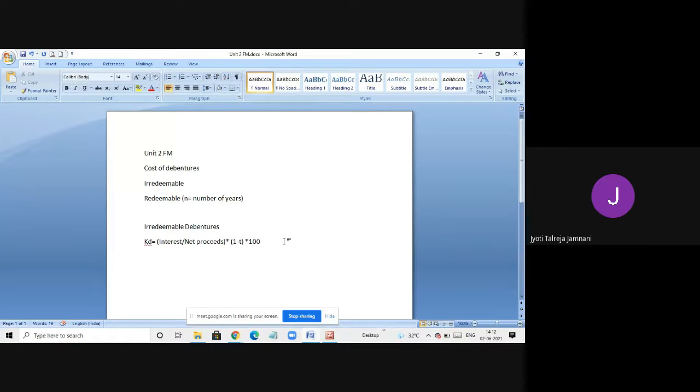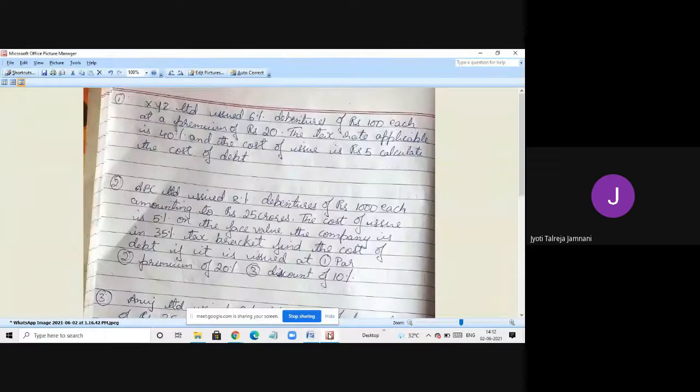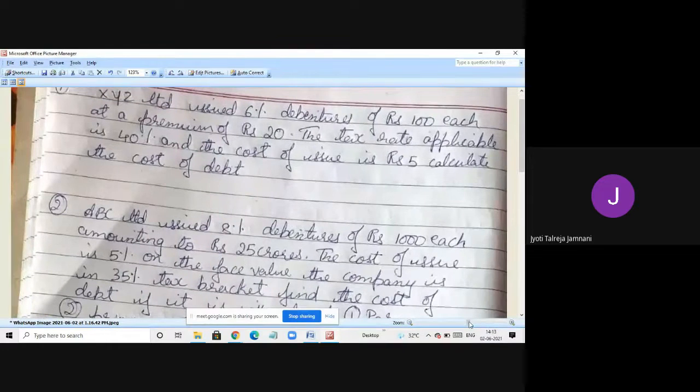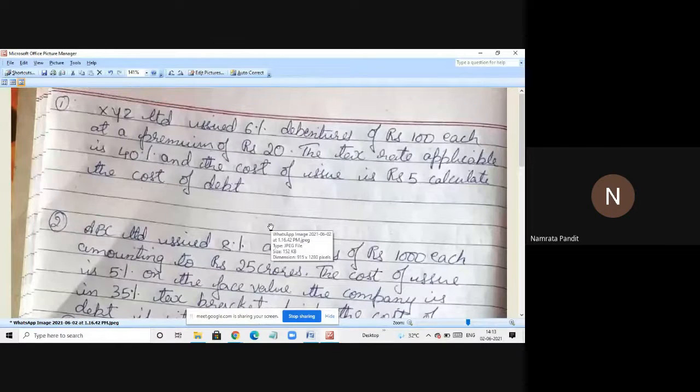Okay, so this is the formula for irredeemable. I hope she's using the same. I just saw one sum in which tax was minus later, but we can do it directly also during solving the sum. So let's just start. I've not typed the sums, they're handwritten. I'll type it later and paste this document. As of now, we'll see the question from there and we'll do the solution. I hope it's visible. Is the first question visible? Yes, ma'am. Okay.